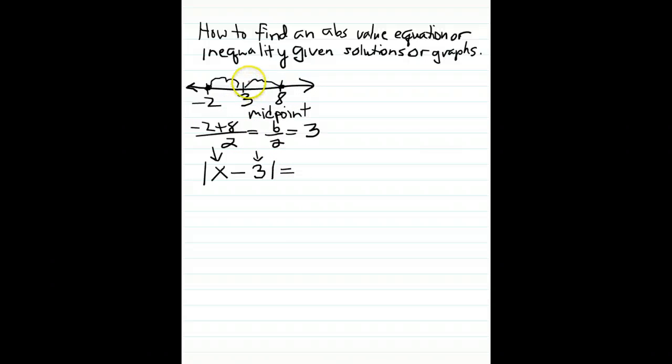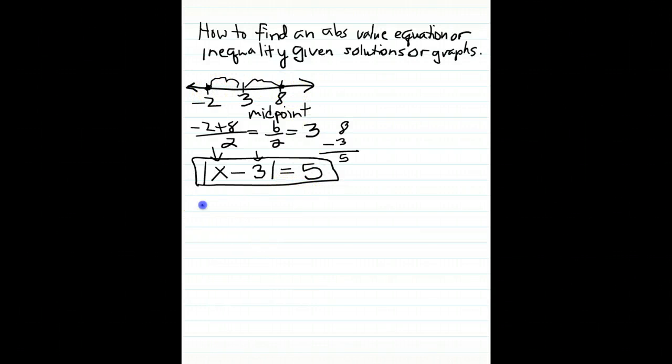Now, all you have to tell me is how many jumps it was to each number. The easiest way to do that is to take the higher number, which is what I always do, and subtract out the midpoint, and that gives me 5. So the answer to that is 5, and here's my equation. Do I know it's exactly the equation? No, this is just a plain old equation. There could have been some multipliers on the outside. All I know is this is an example of an equation that would have had this -2 and this 8 as a solution.